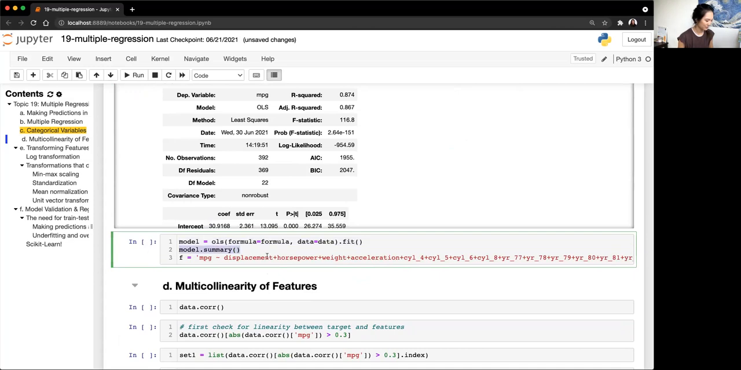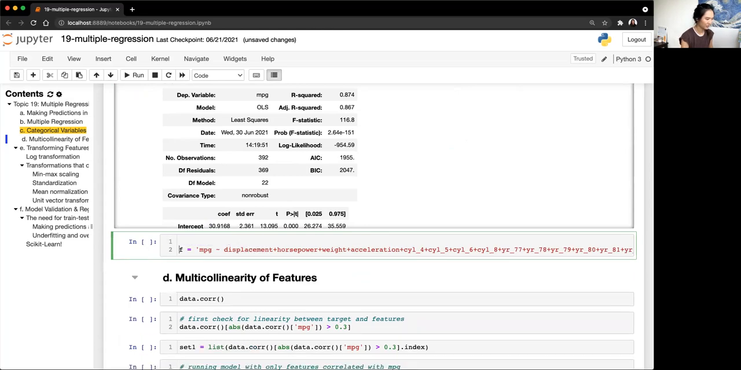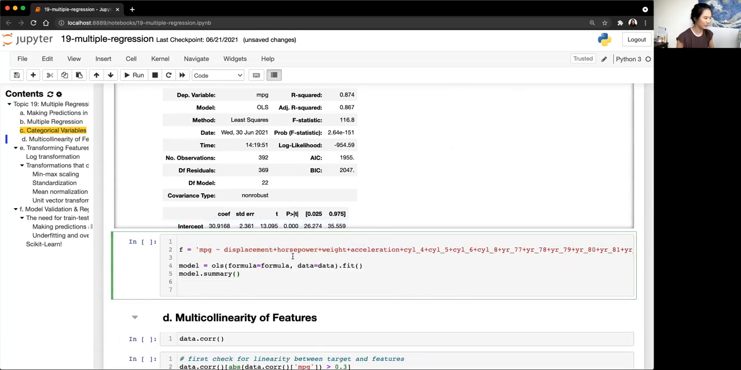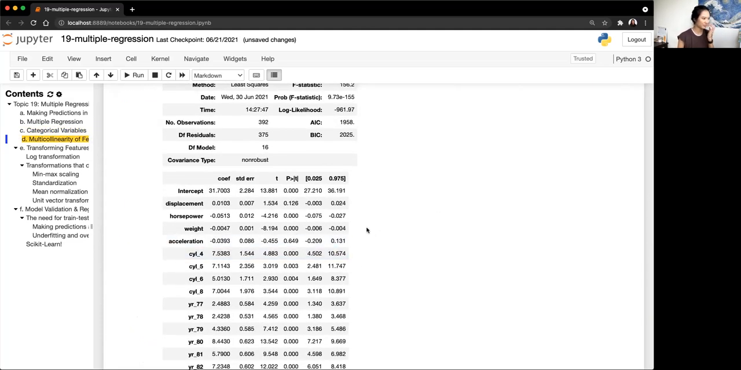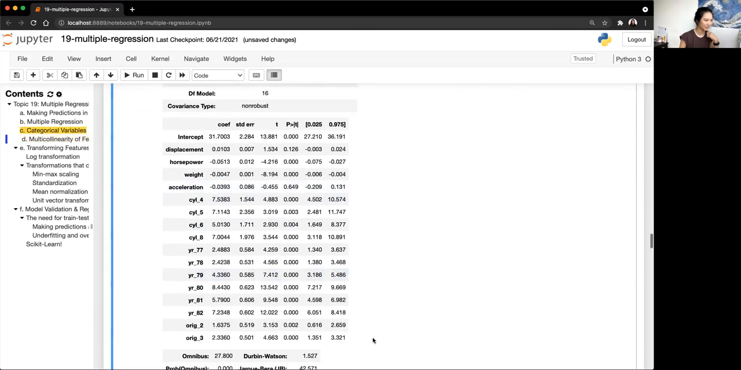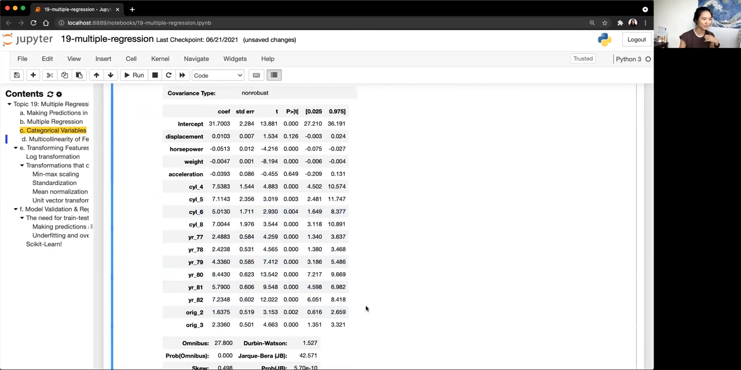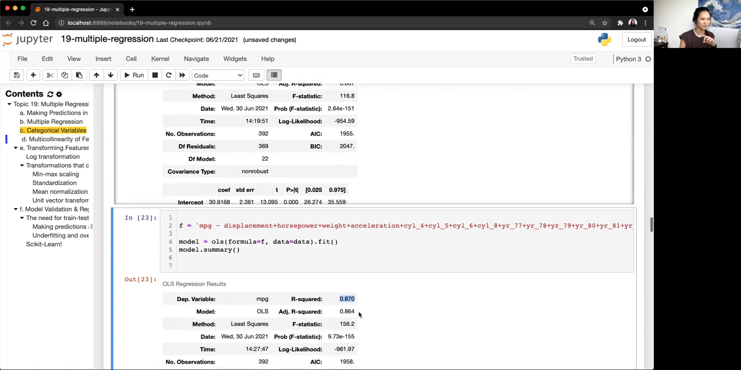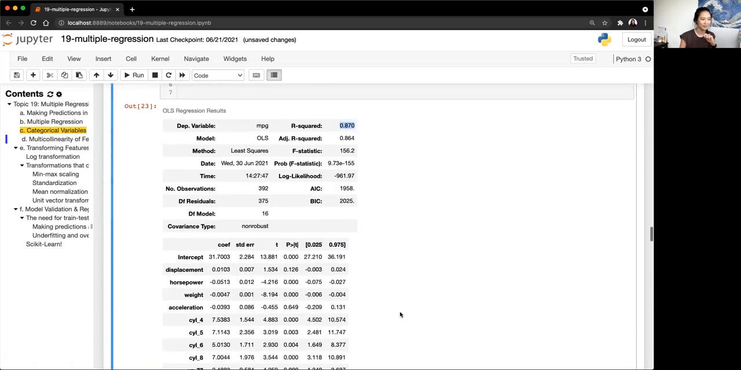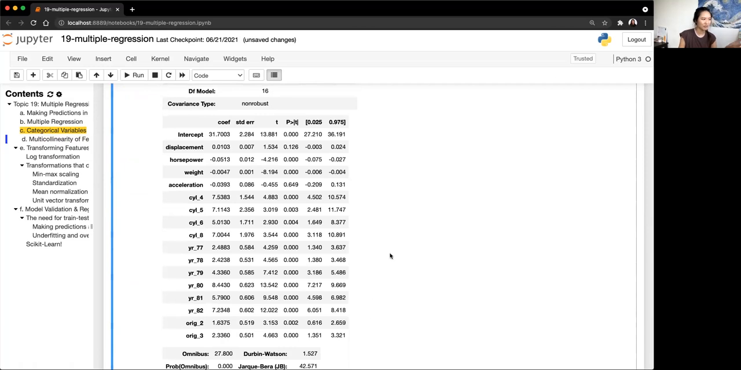Okay, there we go. Formula equals f. All right, so I refit my model here. As you can see, acceleration is still high, but I dropped all my insignificant p-values. Usually when you drop insignificant variables, your R-squared doesn't get affected by much. You can see that it's only gone down by 0.004.